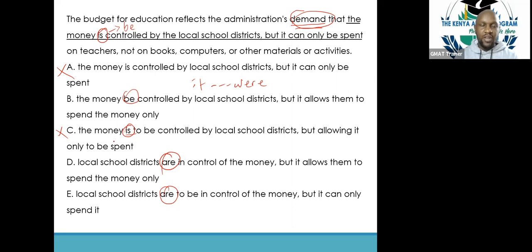So by a process of elimination, your answer will remain to be B. That is, the budget for education reflects the administration's demand that the money be controlled by local school districts, but it allows them to spend the money only on teachers, not on books, computers, or other materials or activities. So I hope that's clear.